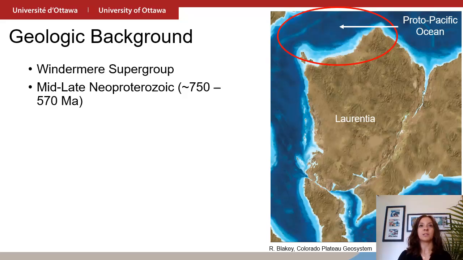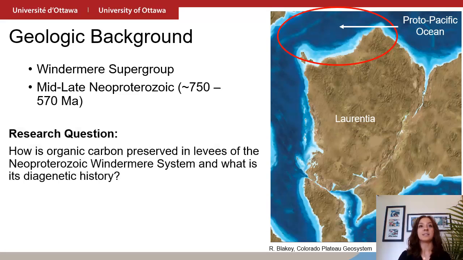The deep marine levees in this study belong to the Windermere Supergroup, which is a 6 to 9 kilometer thick succession of mostly marine rocks deposited on a passive margin after the breakup of Rodinia in the mid to late Neoproterozoic. The main topic that I'll be talking about today is how organic carbon is preserved in the levees of this system, as well as its diagenetic history.